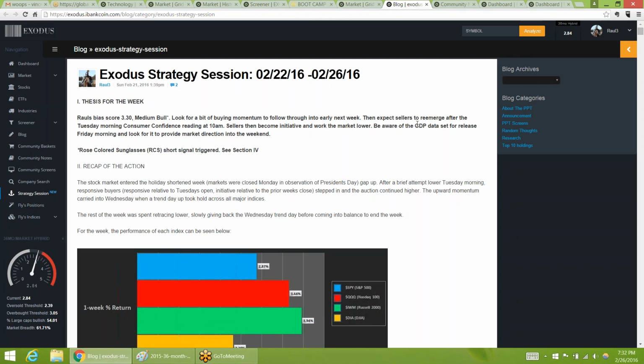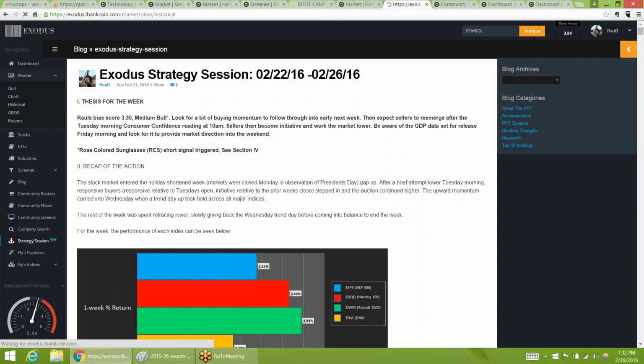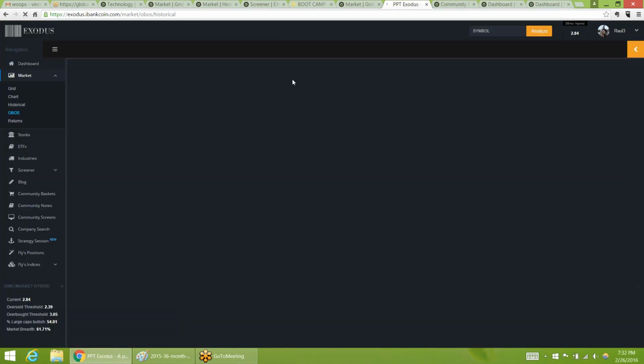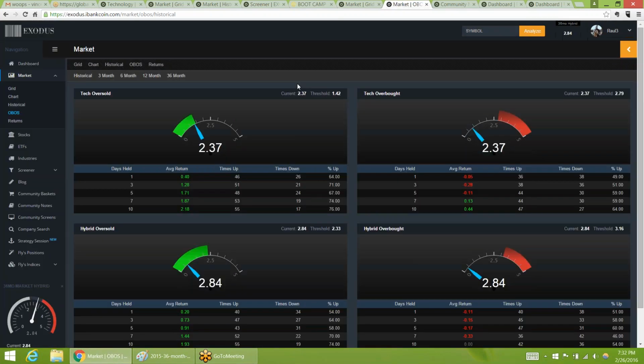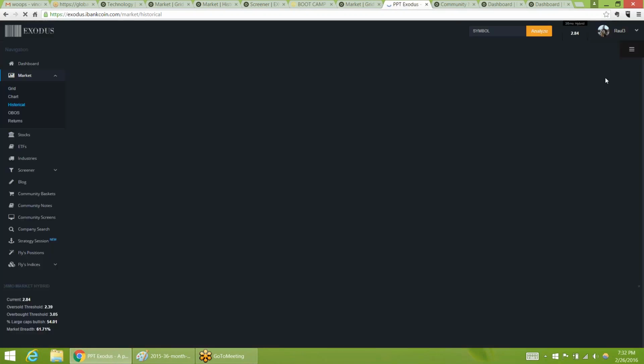The one reason was this Exodus strategy session data, all my research. The other reason, and I know a lot of people aren't trading this yet, but I like to have a balance and trade in short, and we flagged hybrid overbought.